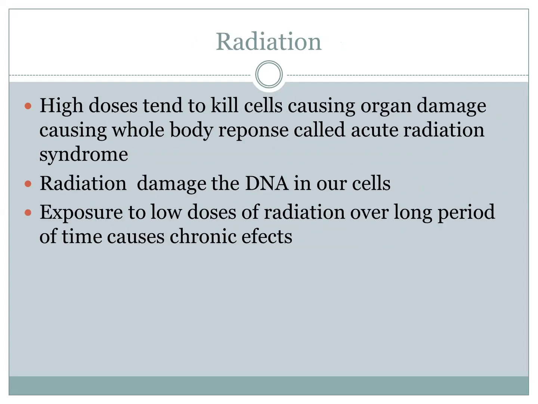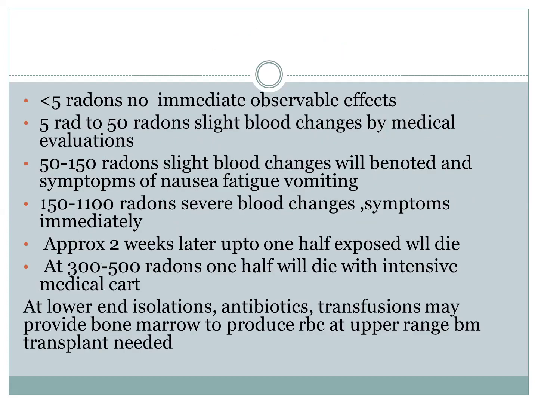The high doses tend to kill cells and cause organ damage, causing a whole body response called acute radiation syndrome. Radiation damages the DNA in our cells. Exposure to low doses of radiation over a long period of time can have chronic effects. Okay, so it is measured in rad. This is a comprehensive slide which shows how much radiation causes what effects in the body.